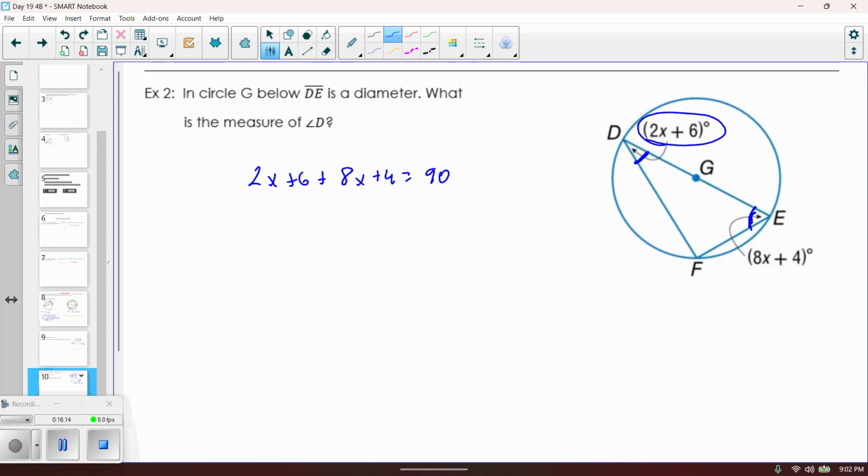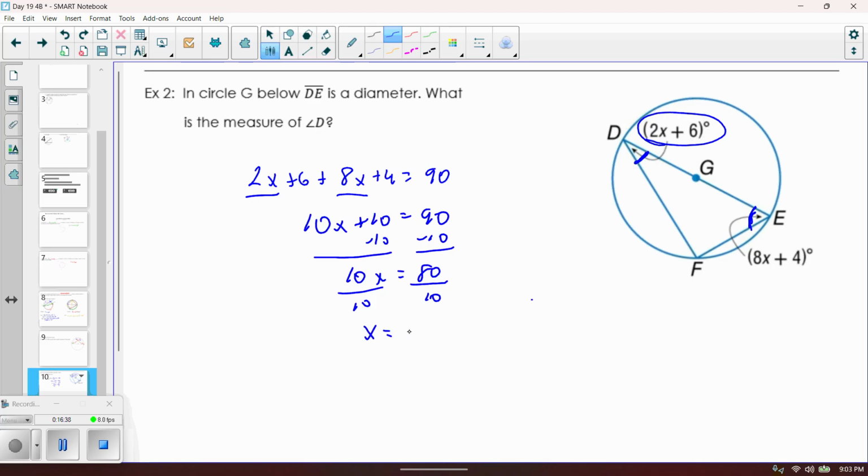Combine our like terms. I got a 2x and an 8x here. That's going to give me 10x. The 6 and the 4 add up to 10, and that has to equal 90. We can now subtract 10 on both sides. Again, this is just basic algebra at this point. So we have 10x equals 80. And we'll divide both sides by 10, which should give us that x equals 8.